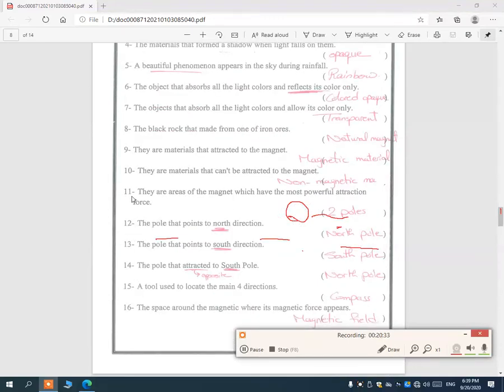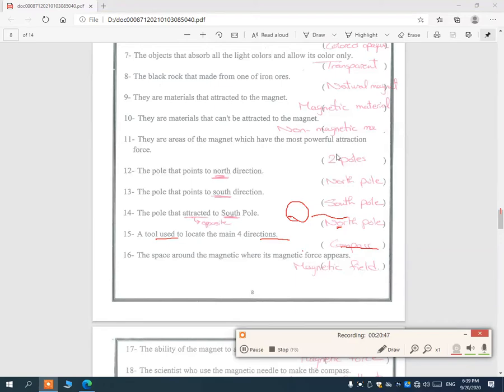Number 11: They are areas of the magnet which have the most powerful attraction force. You have to write the two poles. Number 12: Of the two poles, the pole that points to the north direction is the north pole.